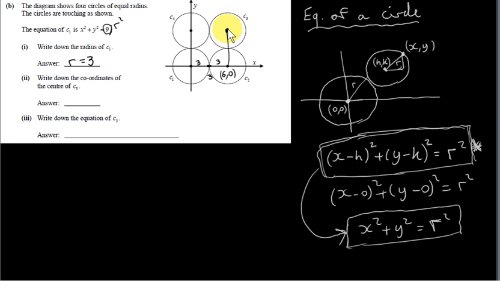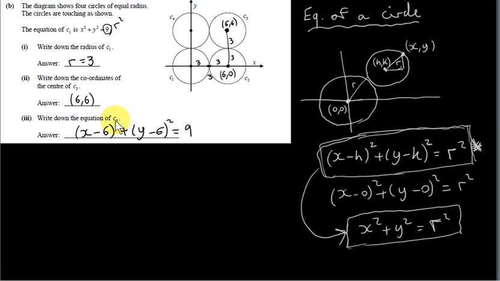To get the coordinates of the center of C3, we need to get this distance here. Well, we know the radius of C2 is 3, and the radius of C3 is also 3, because all 4 circles have the same radius. So the distance from here up to here is 6. So the y value of this point is 6. What's the x value? Well, the x value of this point is the same as the x value of this point here, which is 6. So the coordinates of the center of C3 must be (6, 6).